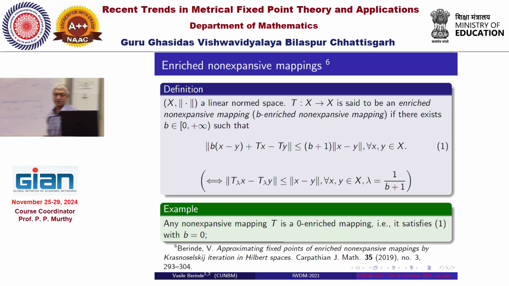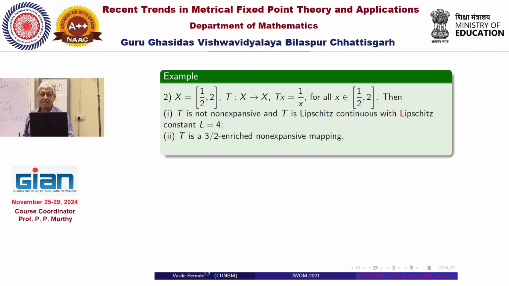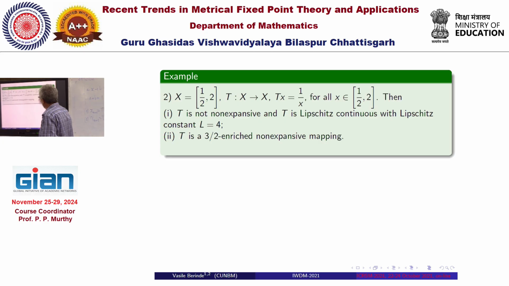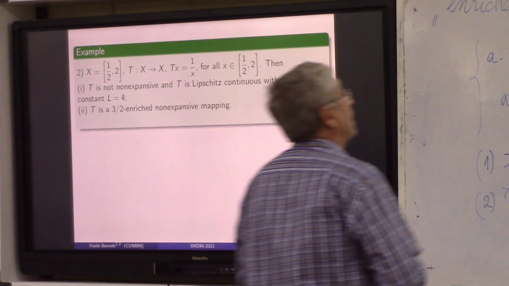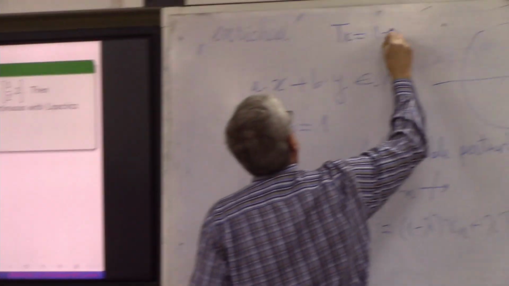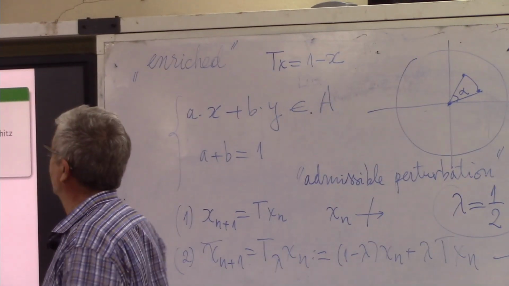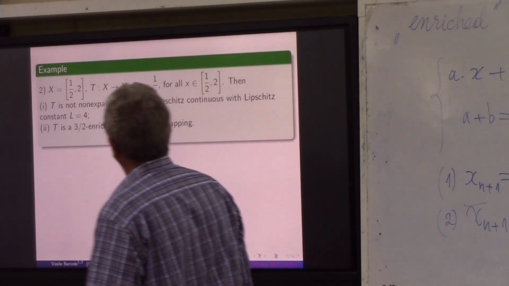I said, okay, what is this class? And the first point, as I said, and I insist on that, is examples. Is there any enriched non-expansive mapping which is not non-expansive? And here is a very simple example. We take this interval on the real line, [1/2, 2], and consider this map. If you remember, I considered this map before. They are related. Here is minus, and here is division instead, so 1 over x for all x. This is a self-mapping, and T is not non-expansive. It is easy to show.